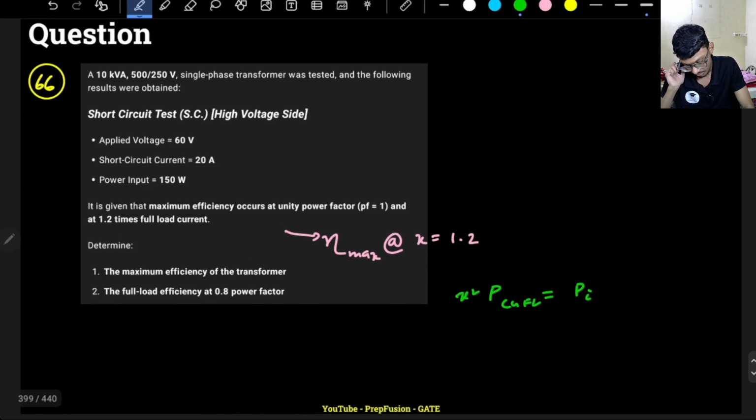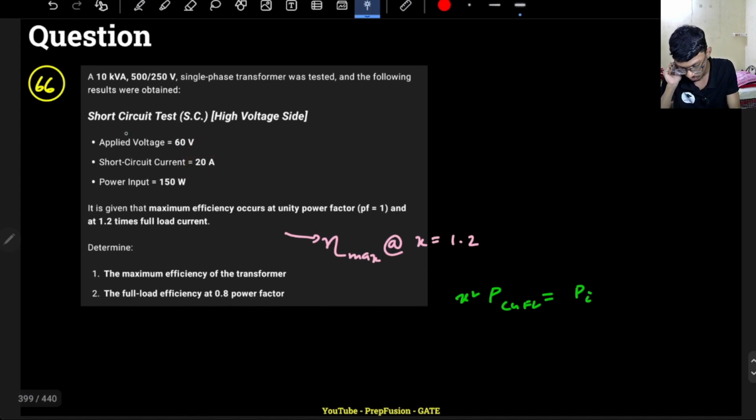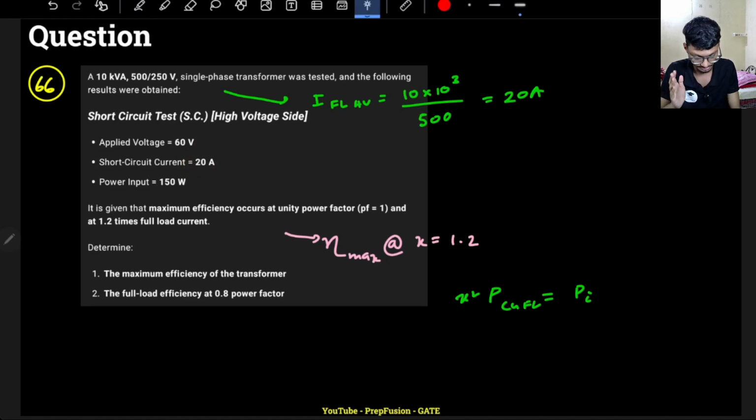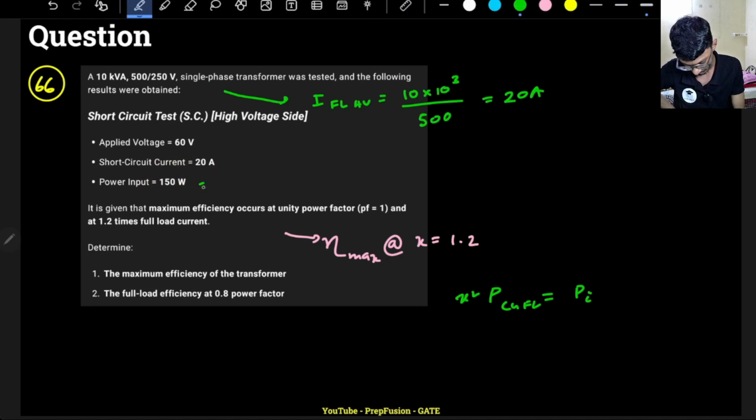So from here, do I know PCUFL? The short circuit test is given. The short circuit current is 20 amperes on the high voltage side. So what is the full load current on the high voltage side? IFL on the high voltage side will be the high voltage kVA divided by the voltage, 100 divided by 5, so this is 20 amperes. Actually, whatever current we are applying is the rated current only. So this loss is the PCUFL.